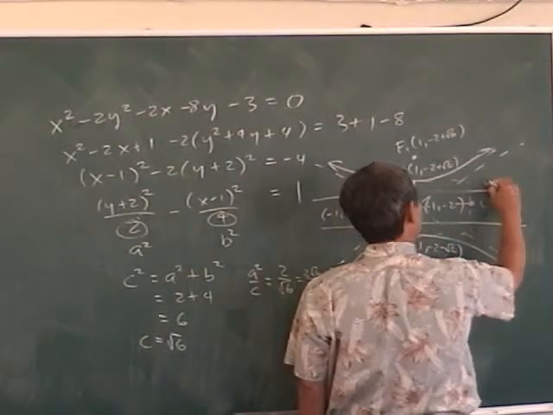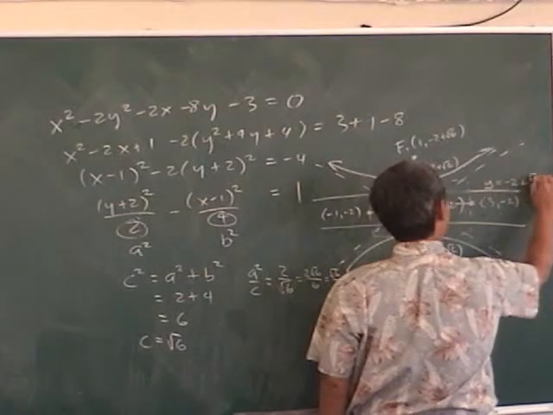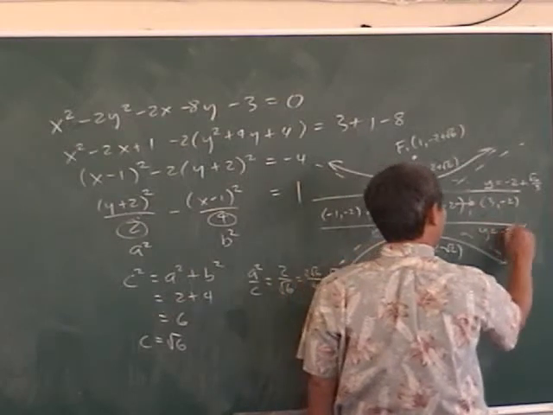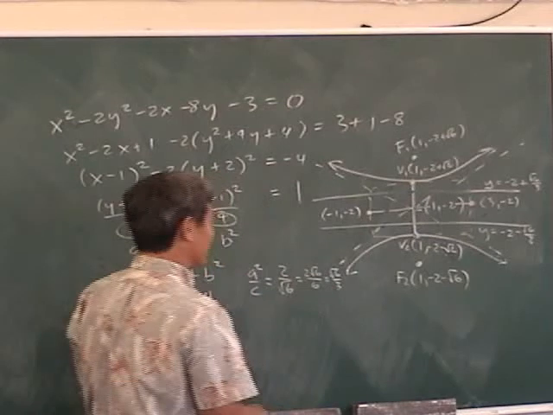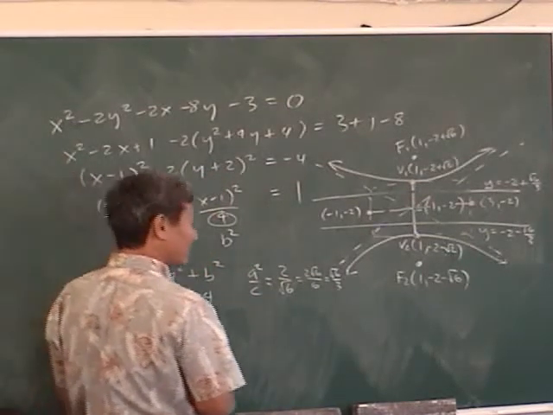Okay, so if I'm at -2, and then I go root 6 over 3 up, where am I? So the equation of this is y equals -2 plus root 6 over 3. And then if I go down, you're going to be y equals -2 minus root 6 over 3. Those are the two directrices. What was the eccentricity of an ellipse?